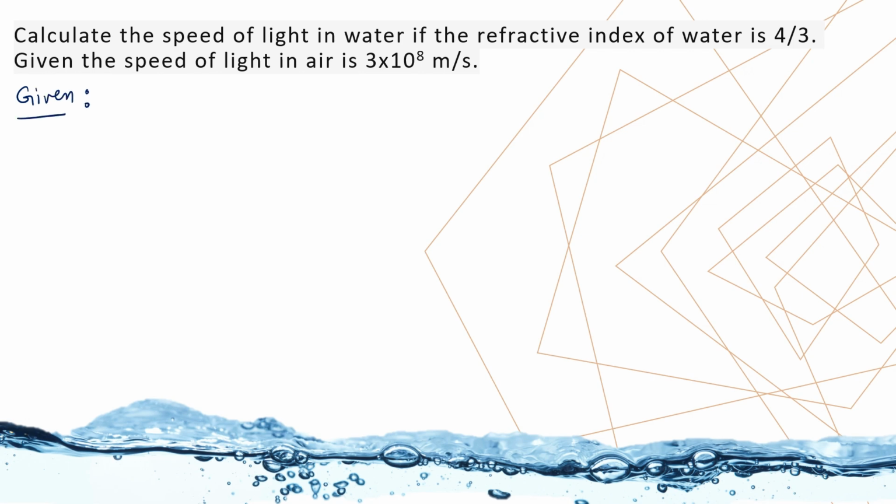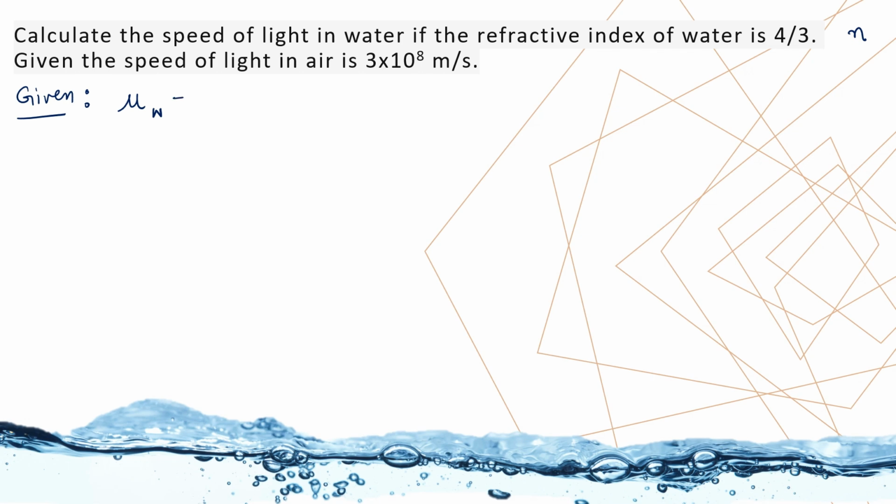The data which is given in the question are: number 1, the refractive index of water. So I am writing refractive index. I am denoting refractive index with Greek letter mu. In some books it is also written as n. So I am writing mu w. It means you have to read it as refractive index of water. And how much is that?